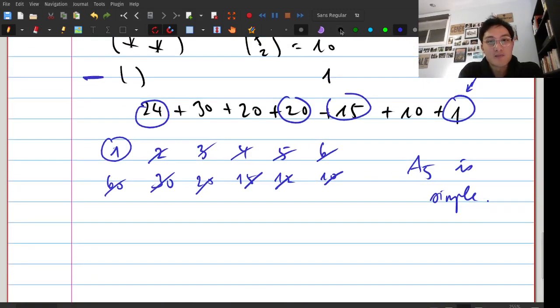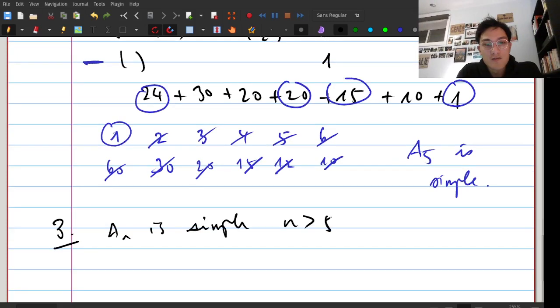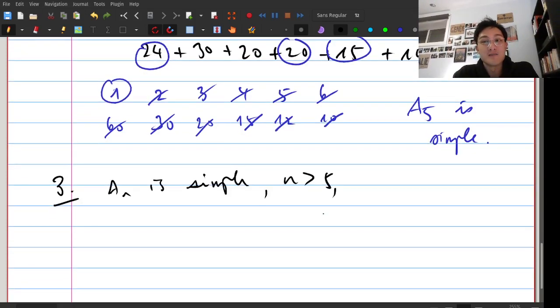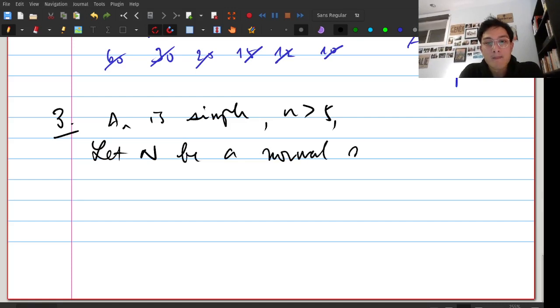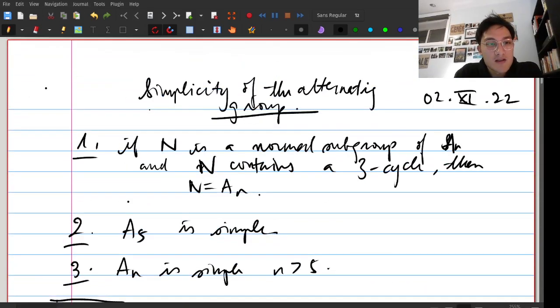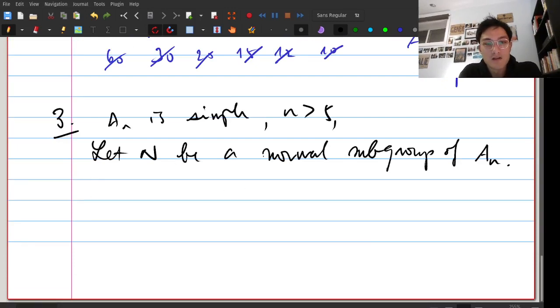Okay, and the last step is kind of nice, actually. I thought it was pretty slick, and I've definitely never seen this last part before. We want to show that A_n is simple for n greater than 5, and we now know that A5 is simple. Okay, so let N be a normal subgroup of A_n that is non-trivial.